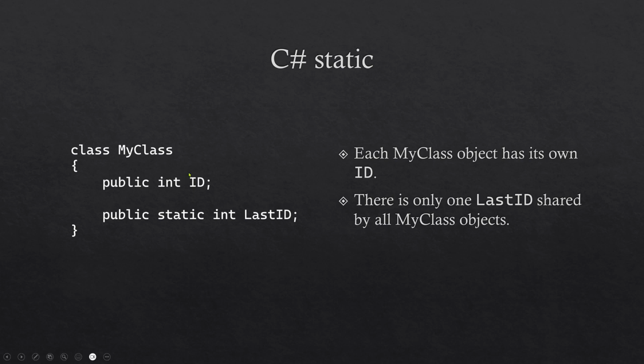And furthermore, when we want to refer to the ID field, we do so using a reference to the particular object that that ID belongs to. But when we want to refer to the last ID field, we do so using a reference to the type that it belongs to, because it doesn't belong to a particular object. It belongs to every object of that type. It's one shared field that belongs to every object of that type. Static can also apply to methods, and I'm going to show you a couple of examples where we'll use both fields and methods.